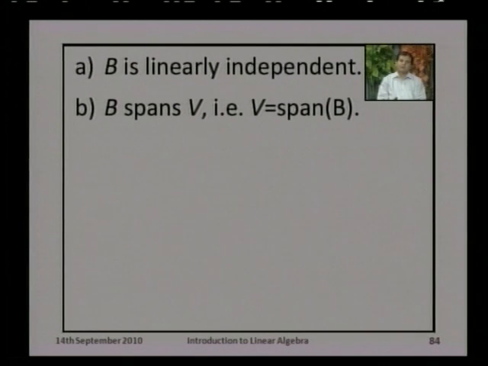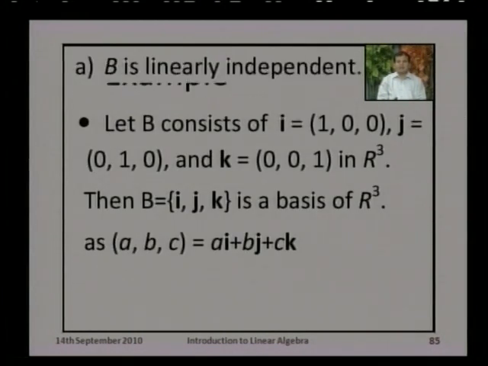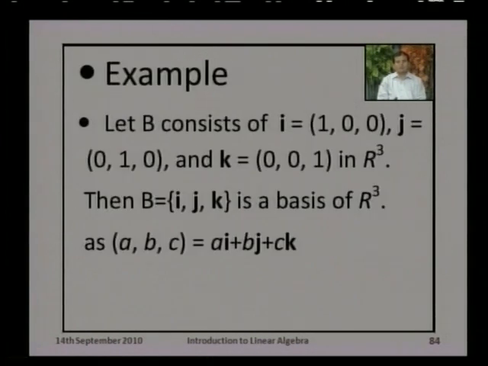We are emphasizing the letter A basis. That means there can be more bases to a vector space V. Before that, let us take an example.